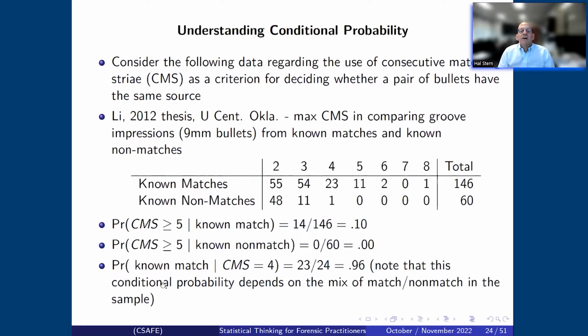So if the study was redone, but Mr. Lee used 6,000 non-matches and 146 matches, it's quite likely that they would have seen more 4s in the non-match pool. And so that would change that last answer. And so it's going to be very important that we think carefully about which information it makes sense to think about having fixed. So more on that as we go on.